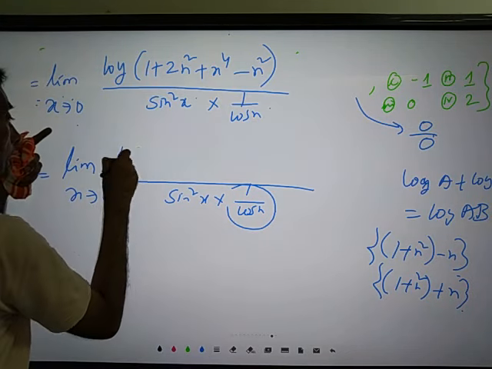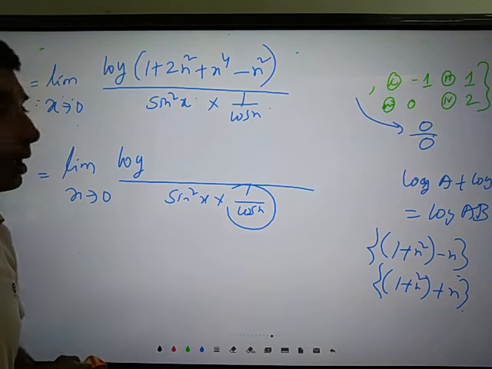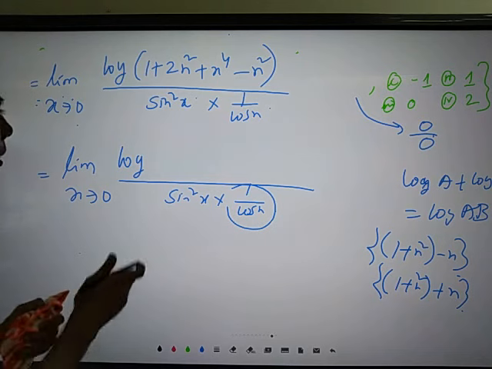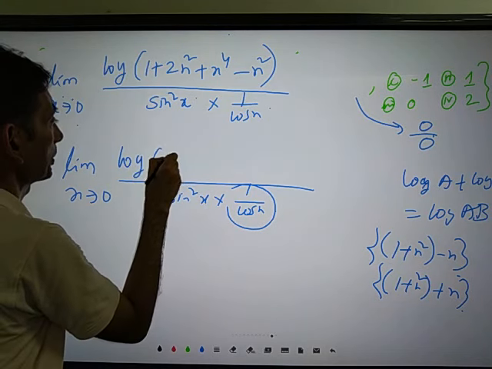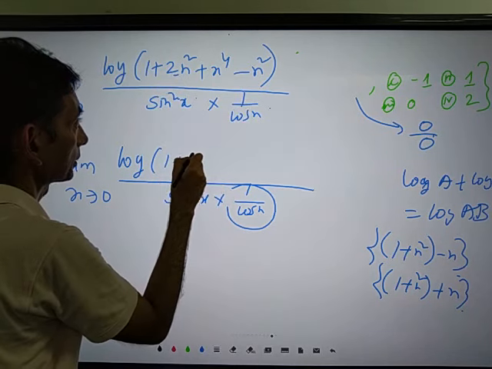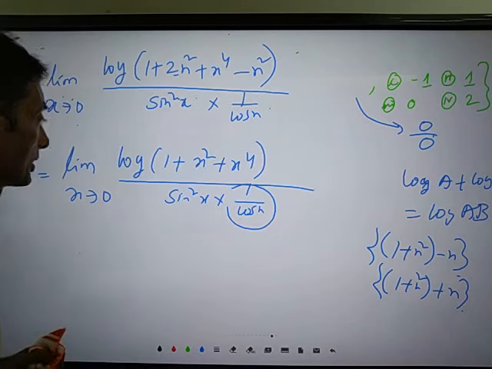But our concern is this particular expression. How to find the limit for this expression? Okay, this is log. Then what is the next expression? 1 plus, right? 2x squared minus x squared. We are going to get x squared plus x to the power 4. Right. Finally, you got this term.